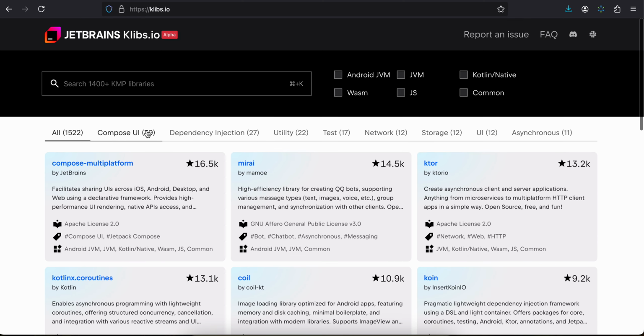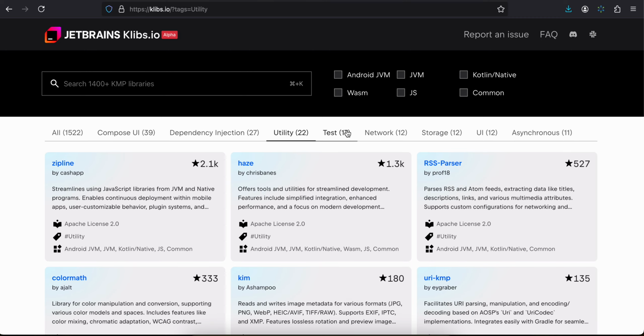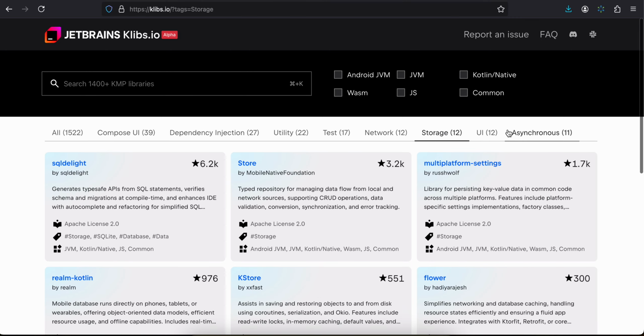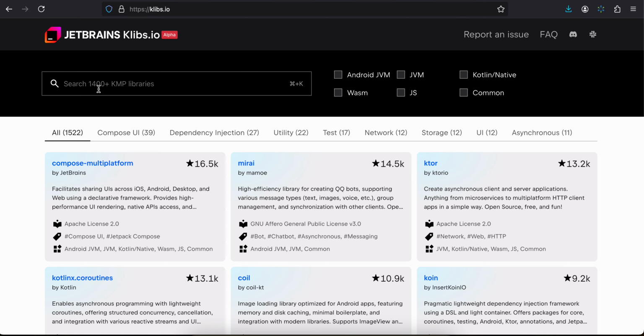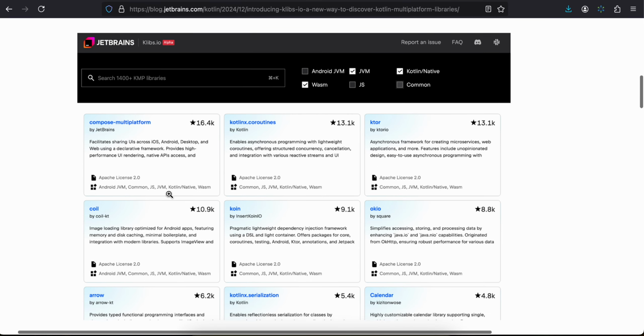But yeah, I think they have also segregated it by UI, dependency injection, utility, test, network, storage. I think in total we have almost around 1500 libraries, which is a good thing. So yeah, this is how the UI looks.